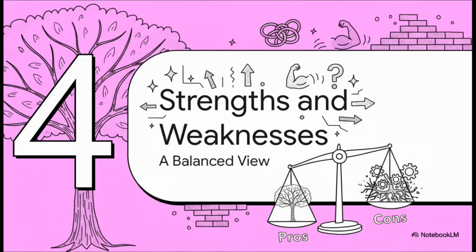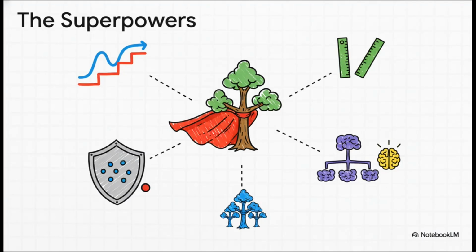All right, so we know how they work. But like any tool, decision trees aren't a silver bullet. So let's get a balanced view and talk about what makes them awesome and also where you need to be a little careful. Let's start with the superpowers, because there are a lot. First off, they are champs at handling that messy, non-linear data we talked about. They're also really tough. A few weird outliers in your data won't throw them off.